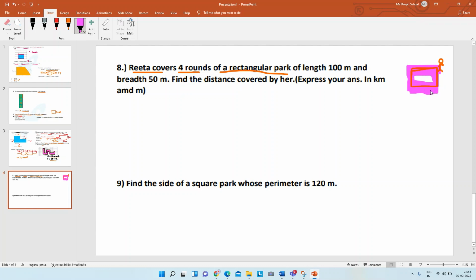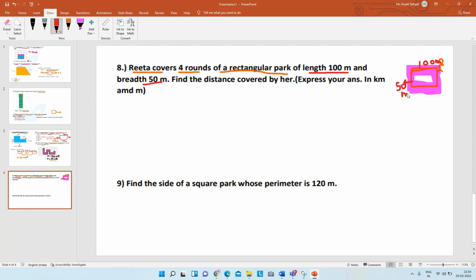So that means 4 times the perimeter. 4 rounds Rita cover कर रही है. Now let's read what is next given to you. The length is given to you as 100 meters. So the length of the park is 100 meter and the breadth of the park is 50 meters. So this is the breadth. So breadth of the park is 50 meter.